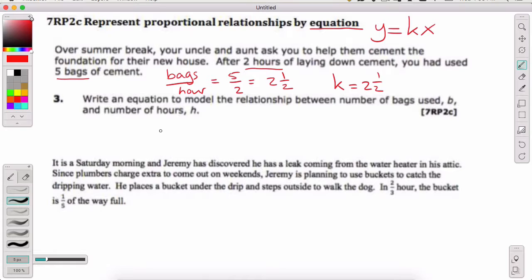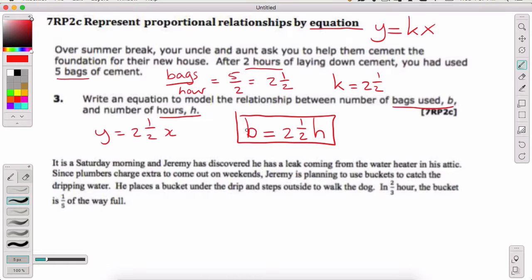To write an equation, it would be Y equals 2.5 times X, but it's not asking for Y and X, it's asking for bags, B, and hours, H. So I've got to write number of bags equals 2.5 times number of hours. That's my first equation.